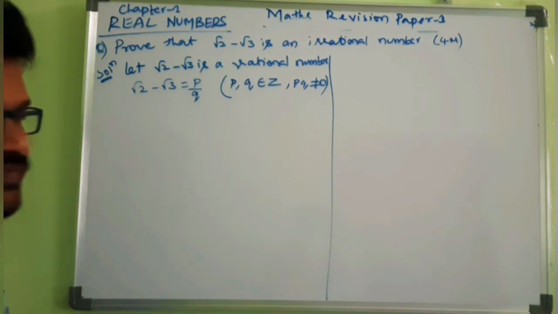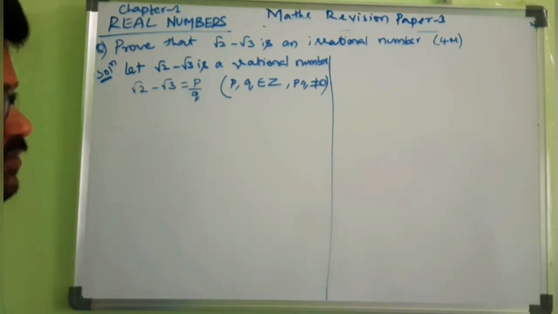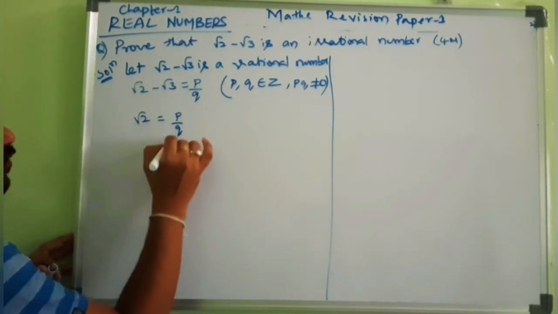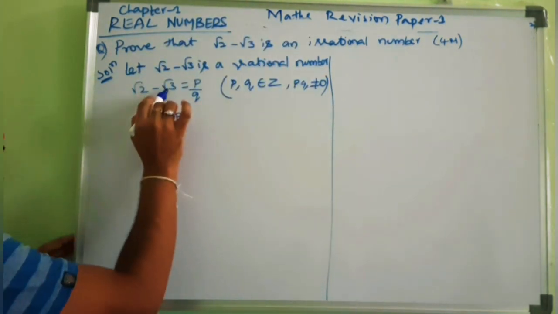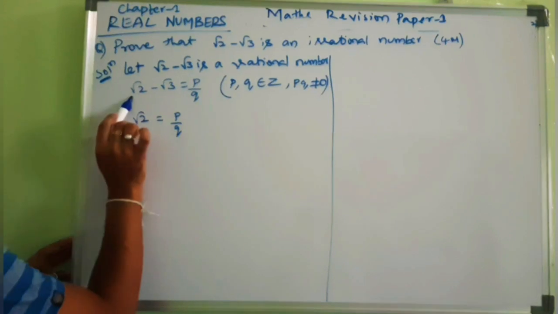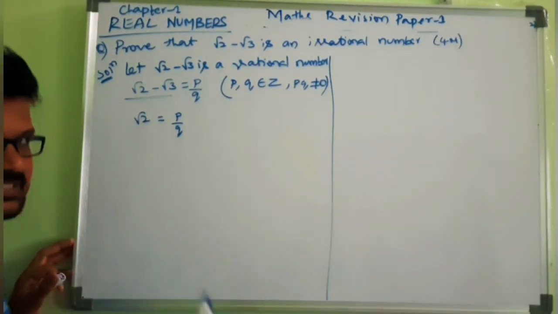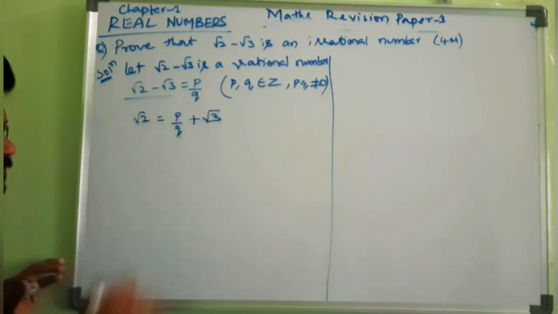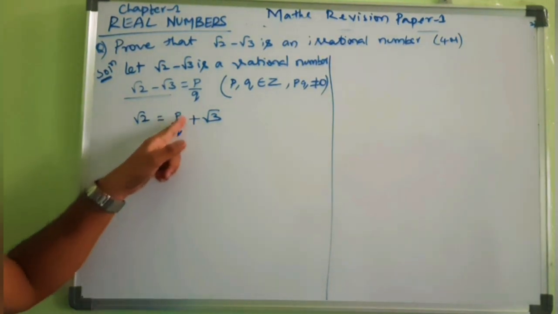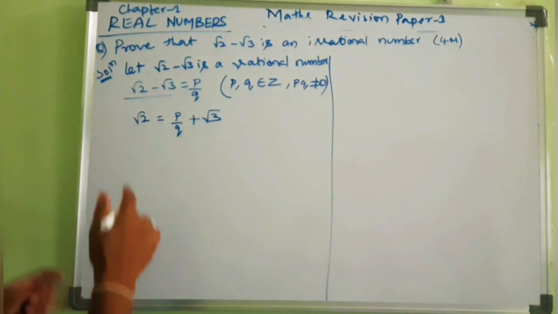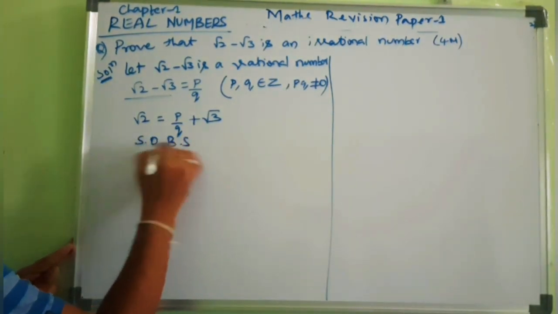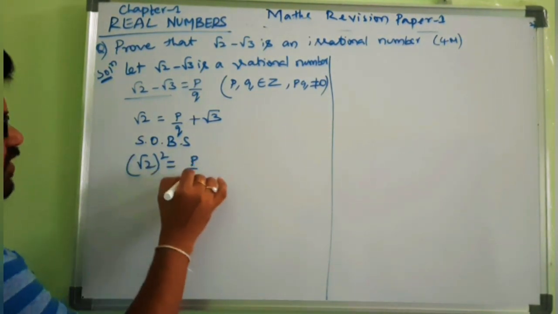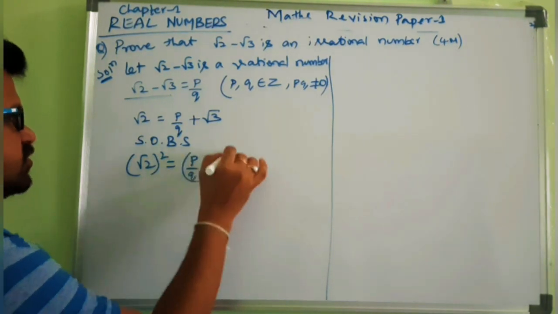Many teachers say to directly square on both sides. But what you have to do here is transpose either root 3 or root 2, any one of these two terms, to the RHS. I am taking this one, minus root 3 transposed there, plus root 3. So root 2 is equal to P by Q plus root 3. Now you have to do squaring on both sides. Root 2 whole square is equal to P by Q plus root 3 whole square.